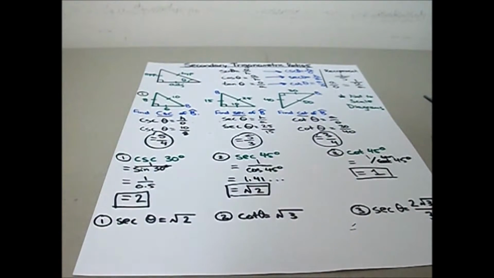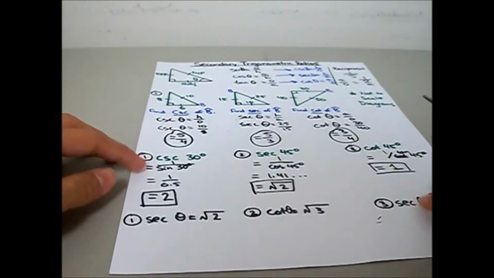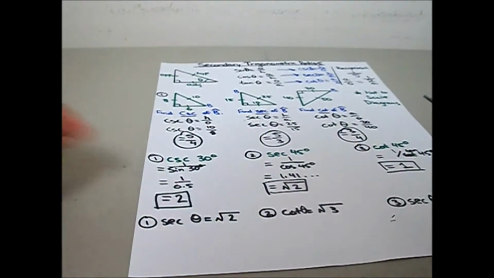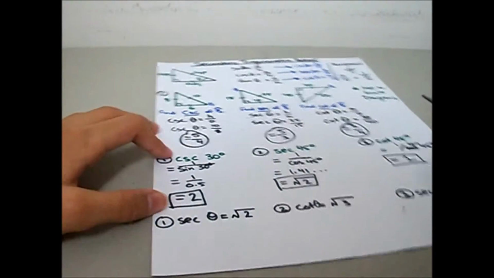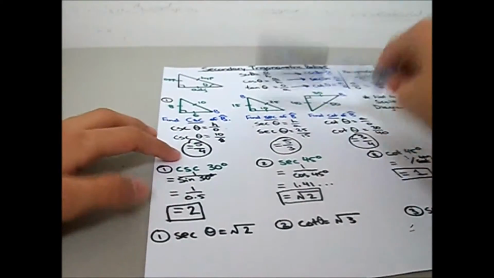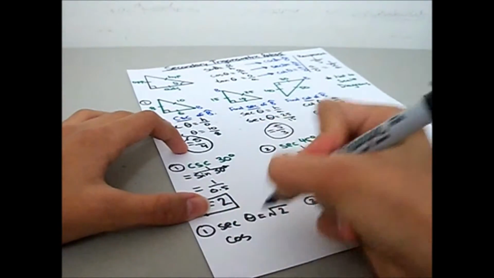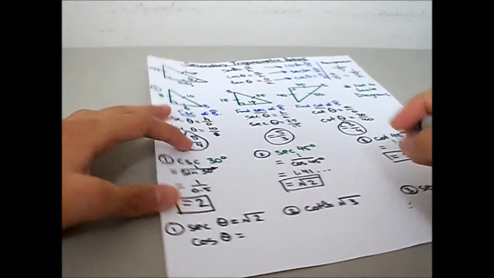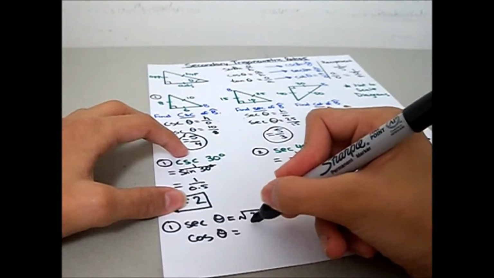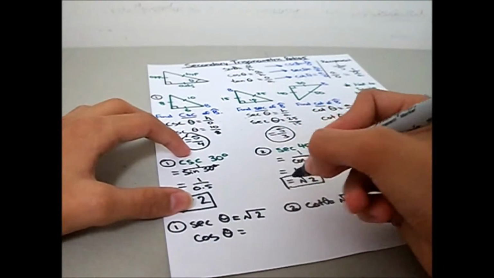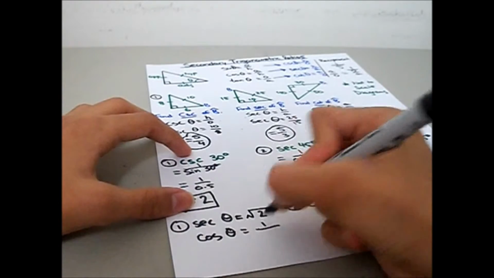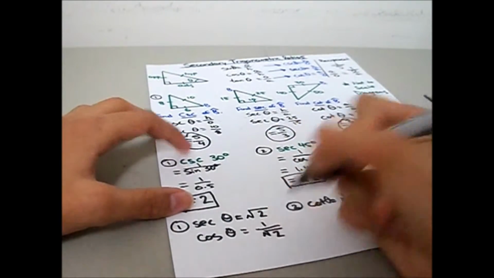Now we'll just do the inverse of secondary trigonometric ratios real quick. Let's start off with the first one. Secant of angle equals the square root of 2. So the way to do this is write its primary ratio, which is cosine. So write it as cosine of angle equals, and we'll also need to find the reciprocal of the square root of 2. So one way we can do that is to put 1 above it.